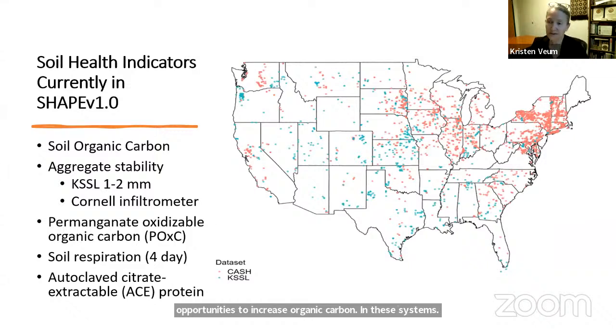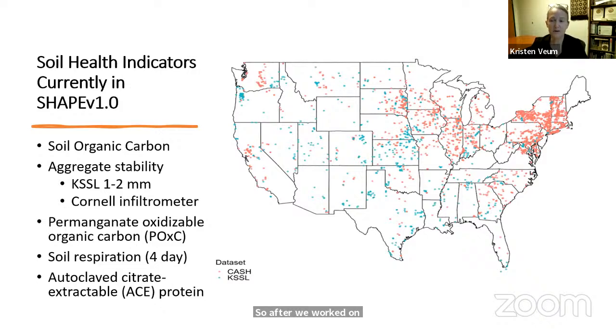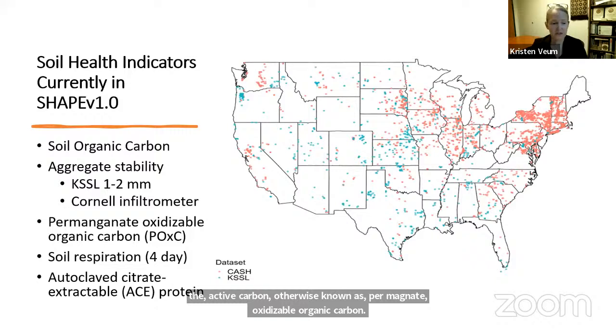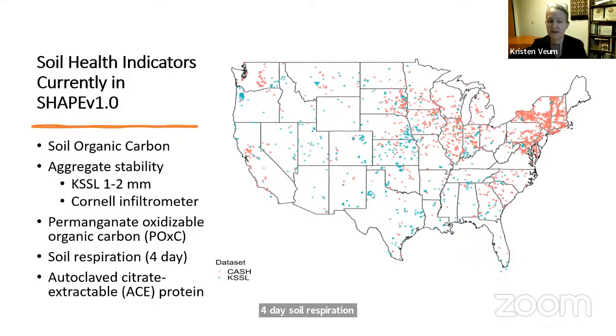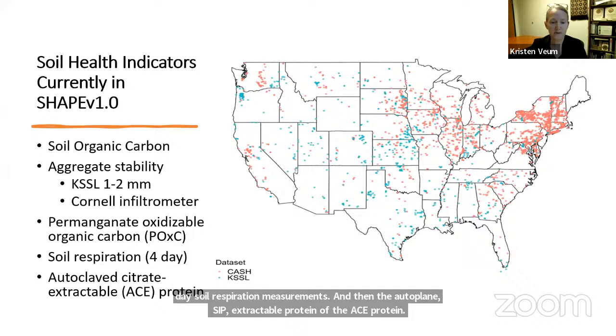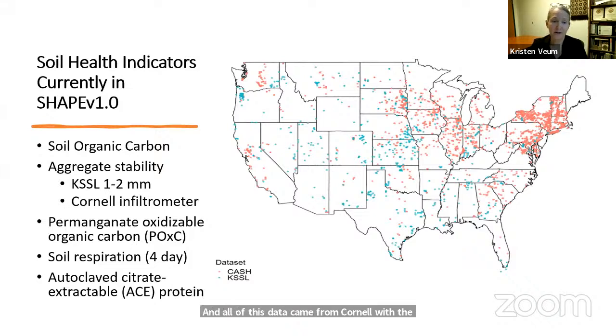So after we worked on soil organic carbon, we moved on to some of the other soil health indicators, including 2 methods of aggregate stability, including the KSSL Kellogg Soil Survey Laboratory method, which measures aggregate stability on the 1 to 2 millimeter fraction. Then the Cornell method, which uses the sprinkle infiltrometer. Active carbon, otherwise known as permanganate oxidizable organic carbon, 4-day soil respiration measurements, and then the autoclaved citrate extractable protein, or the ACE protein. And all of this data came from Cornell, with the exception of the KSSL aggregate stability data.